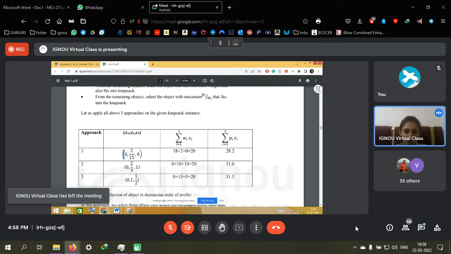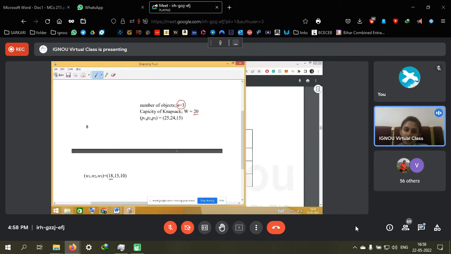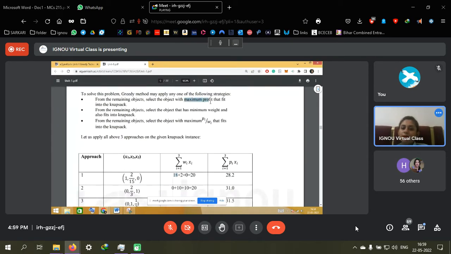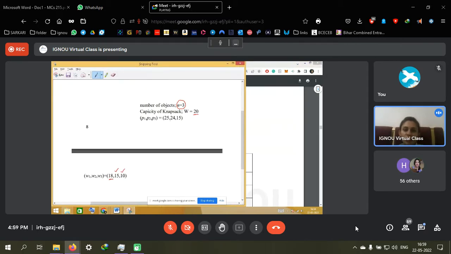So that's why here is 1. The weight of the object is 18. Right? Now what is the remaining capacity of the knapsack? 2. But the weights of the other 2 objects are 15 and 10. But here we are doing maximum profit, so we are not considering weight here. We are considering profit here.